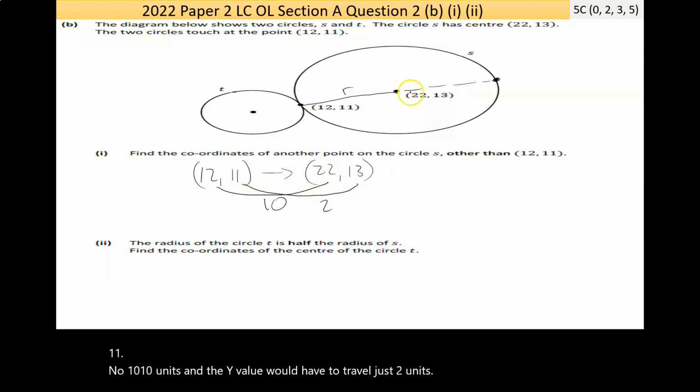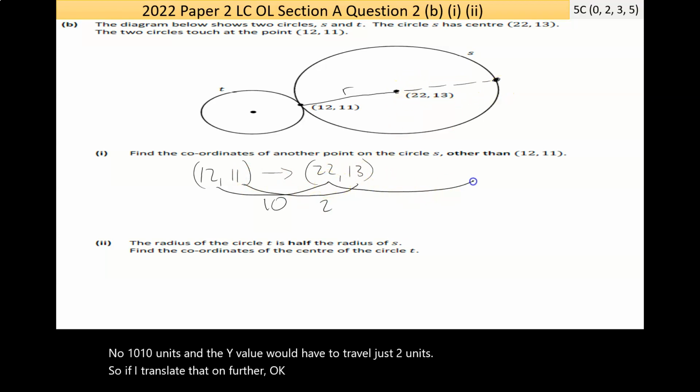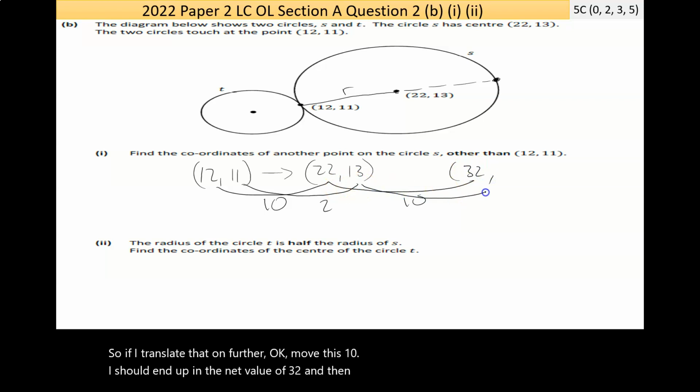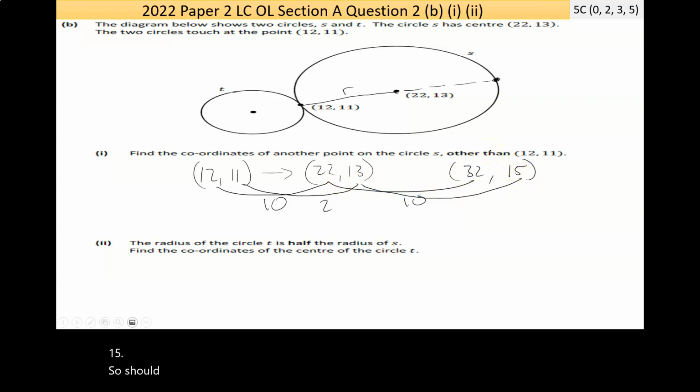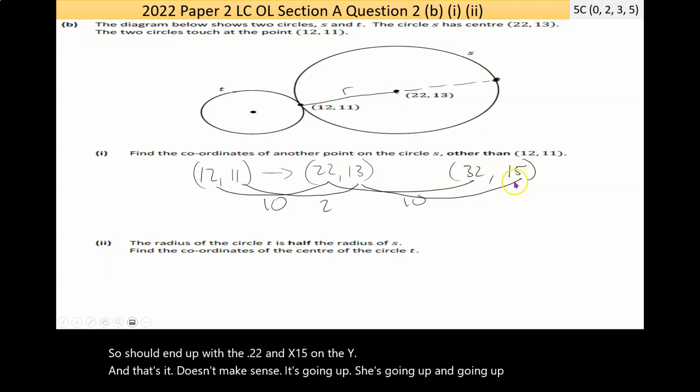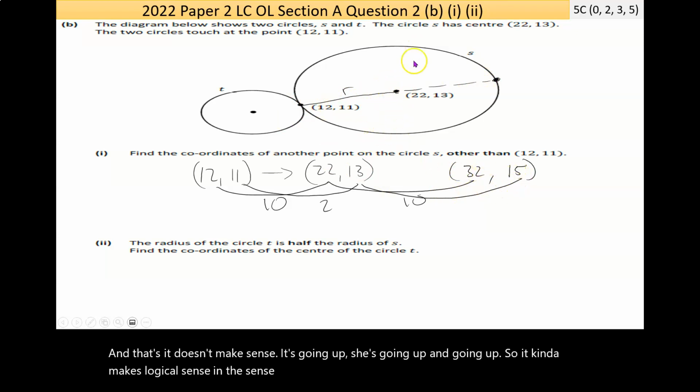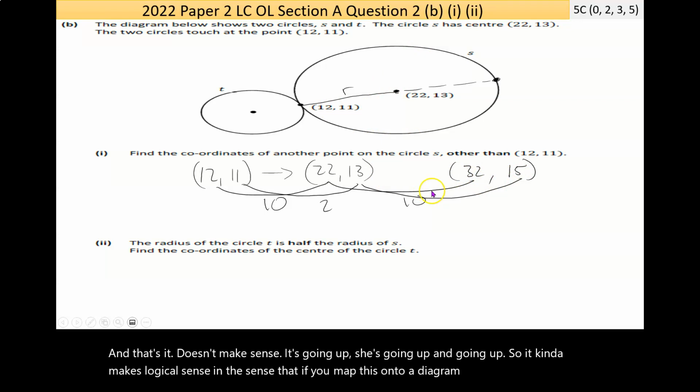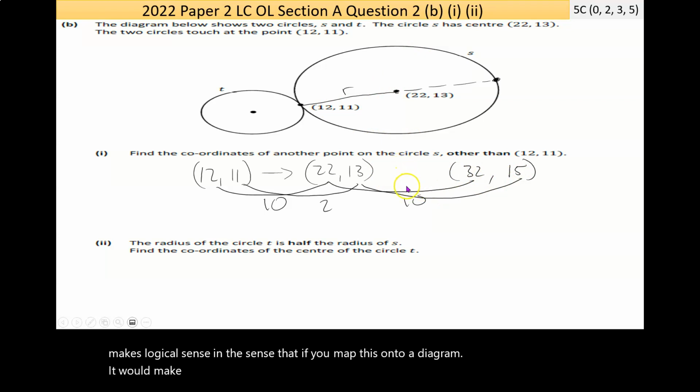So if I translate that on further, move this 10, I should end up at an x value of 32, and then the y will move 2 units on, I'd end up with 15. So I should end up at the point 32 on the x, 15 on the y. And that's it. Does it make sense? It's going up, see, it's going up and going up. So it makes logical sense if you map this onto a diagram, it would make more sense, I guess.